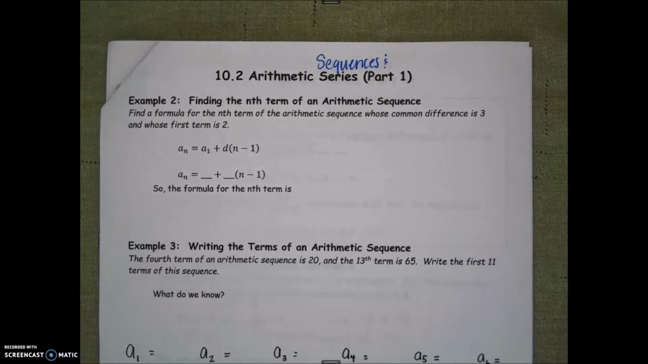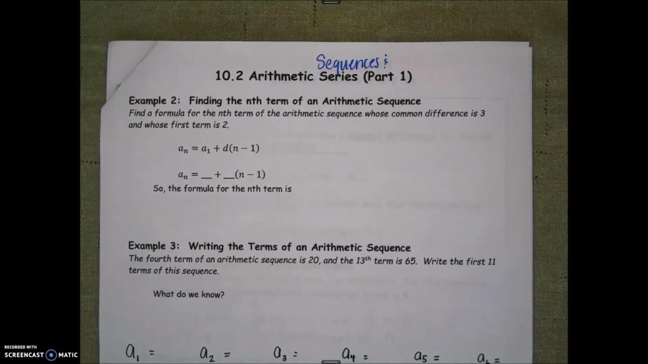Example number 2, finding the nth term of an arithmetic sequence. Find a formula for the nth term of the arithmetic sequence whose common difference is 3 and whose first term is 2. So back to what we just discussed when we were looking at the formula, a sub n equals a sub 1 plus d times n minus 1, there are two things that I need to know.